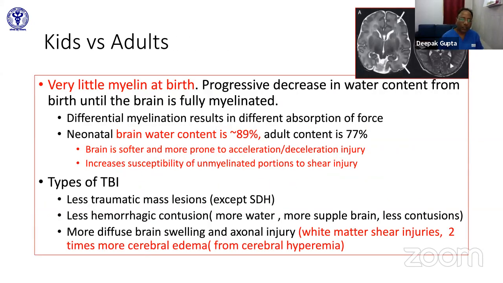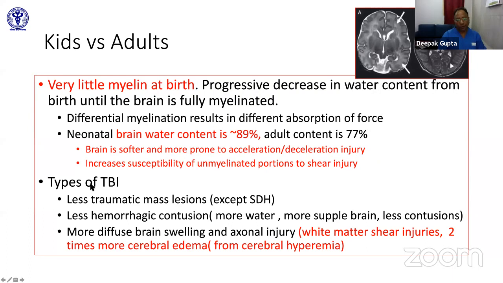For the benefit of the younger audience, we must understand that the brain of a child is very different than the brain of an adult. It has got more water content, it is less myelinated, and hence it is very prone to acceleration and deceleration injuries.